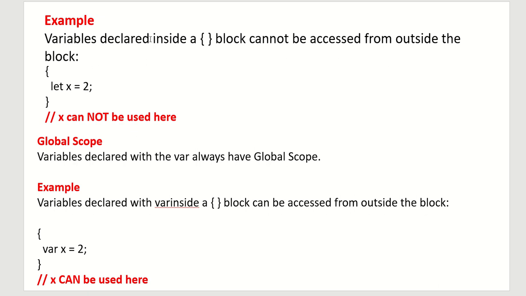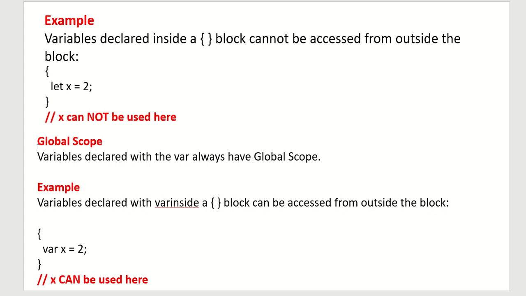Variables declared inside curly brackets, or this block actually, cannot be accessed from outside the block. That means between these curly brackets, if I am writing let x equal to 2, then x cannot be used after this curly bracket. That means over here we cannot use it.